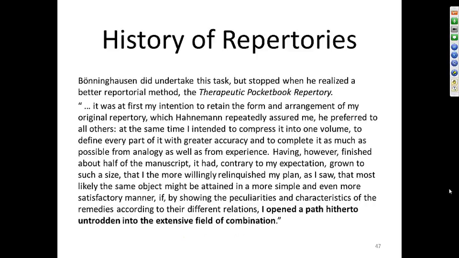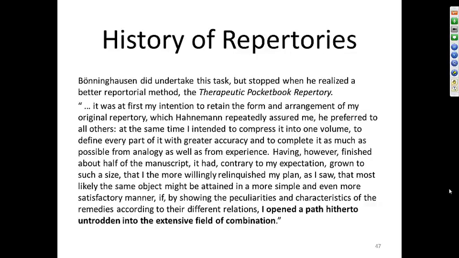So as I said earlier, Bönninghausen tried to, at Hahnemann's insistence, combine the SRA and the SRN, but then he stopped because he realized that he had the idea for a better repertorial method. And that was what eventually became the Therapeutic Pocketbook Repertory.